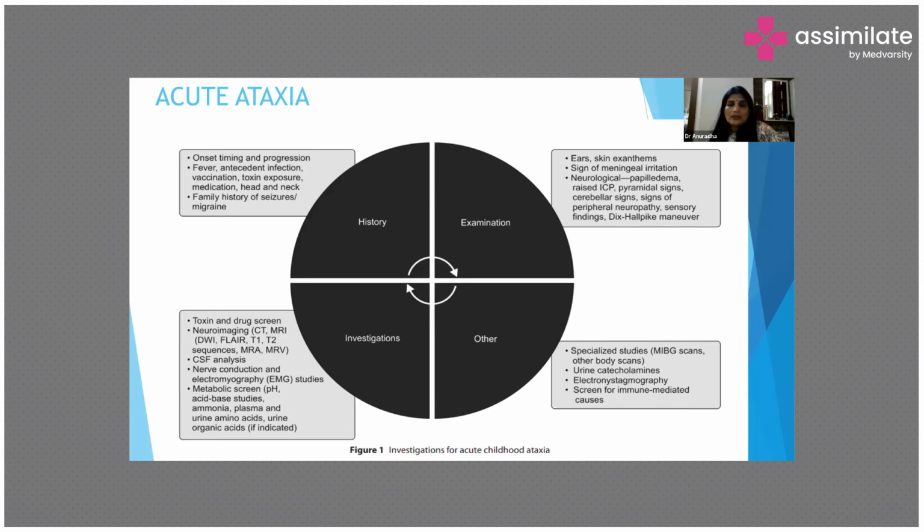This is how, step by step, by history, examination, special test, and routine investigation, you can reach up to the pinpoint. You can pinpoint the cause of ataxia.